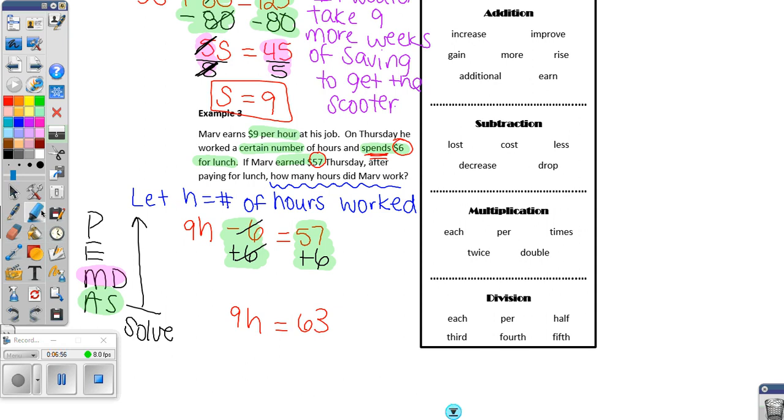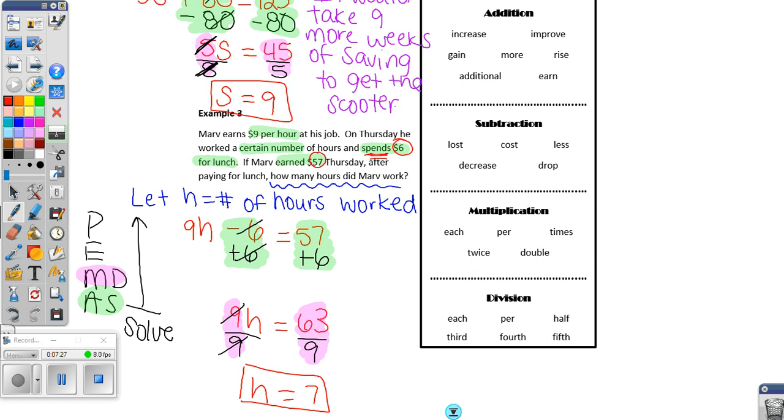And then step 2, when we're solving an equation, is either multiplication or division. So in this case, we're trying to get rid of the number 9. So I need to undo multiplication. So I'm going to divide both sides by 9 to get rid of the 9. So 9 divided by 9, that's 1. So that's why they're able to cancel out. So I have 1h is equal to 7. So 63 divided by 9 is equal to 7. So I've solved the equation.